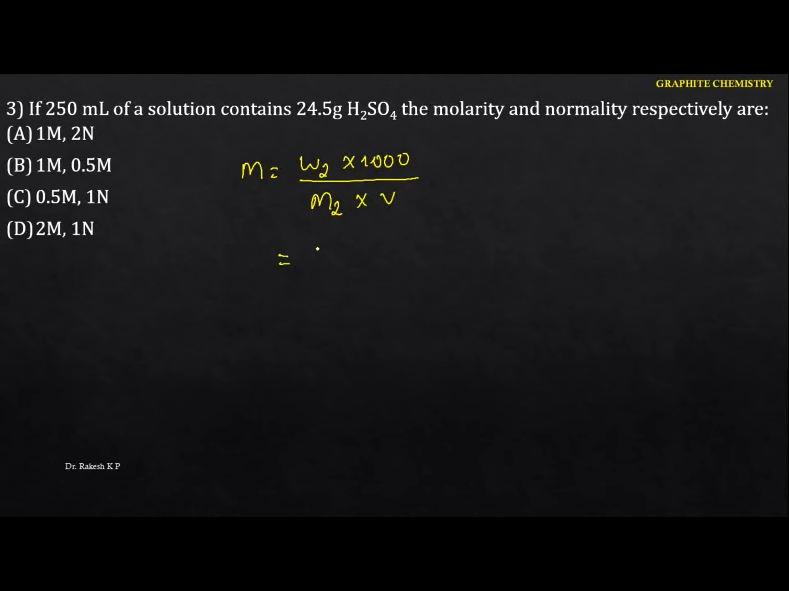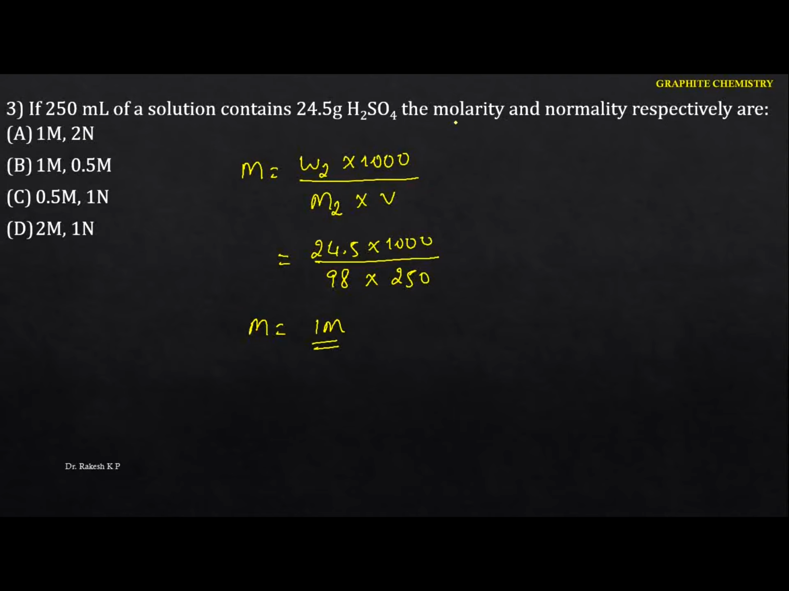What is the mass given? That is 24.5 into 1000. The molar mass of the sulfuric acid, if you calculate, you are going to get 98. The volume they have given is 250. Now if we calculate the molarity, here we are going to get 1 molar, or 1 mole per liter.